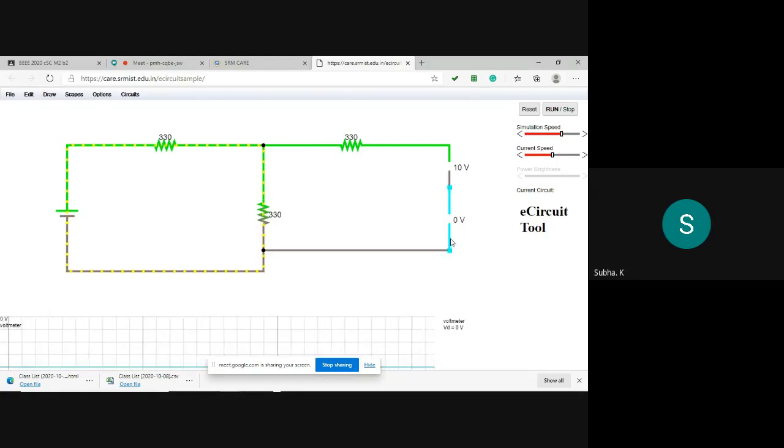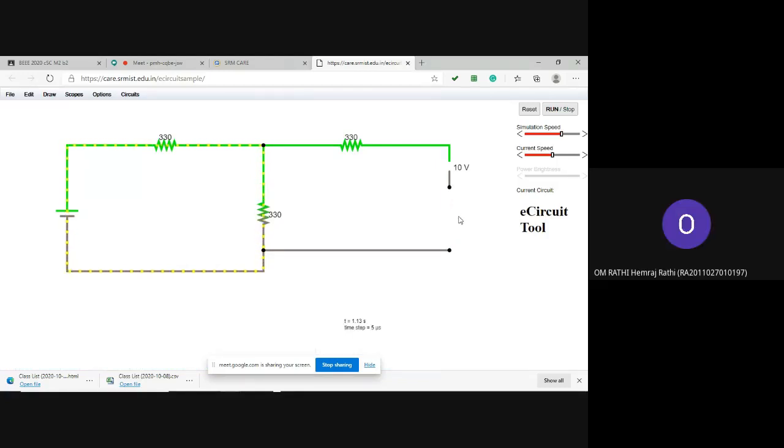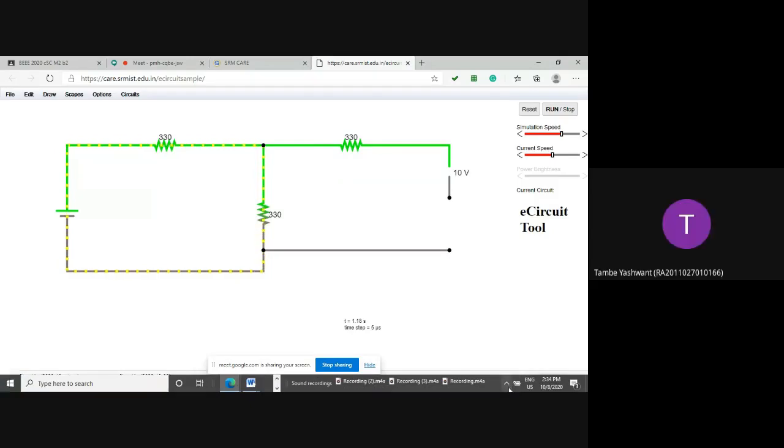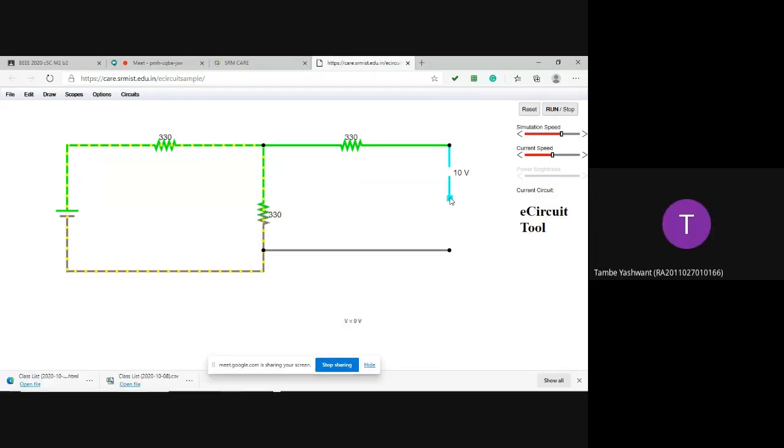Ma'am, will you remove it? Your voice is not audible. Yeah, okay. My voice is quite audible only. Others are able to reply to me. Ma'am, and in my circuit, the yellow dots are displayed over here also.